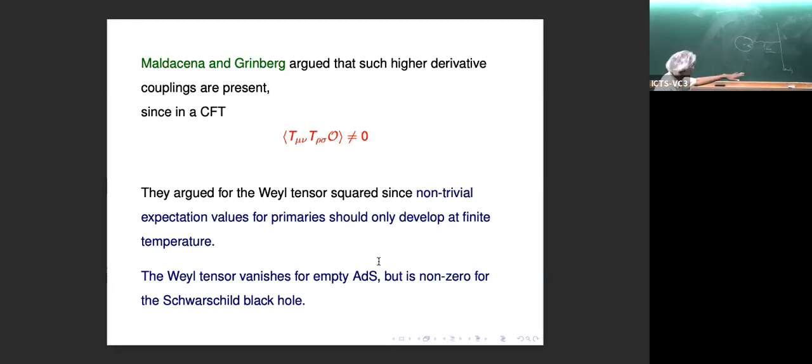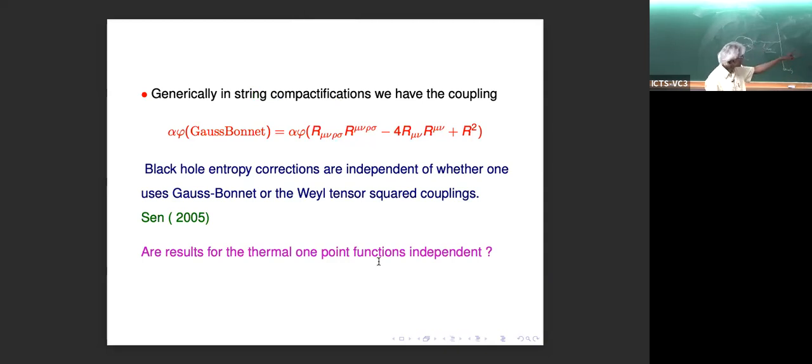Just hold on. So this is their argument. They say that the Weyl tensor vanishes for pure AdS, but it's non-zero here. But we know, and we will see the mechanism, that such couplings are generally present. I mean, this is present in string compactification: phi times the Gauss-Bonnet couplings. And the question is whether the Weyl tensor squared coupling and this Gauss-Bonnet have similar features. And we'll see that the constant thing which you mentioned comes in. So our results for thermal 1-point functions.